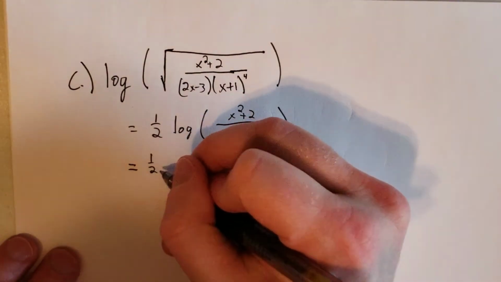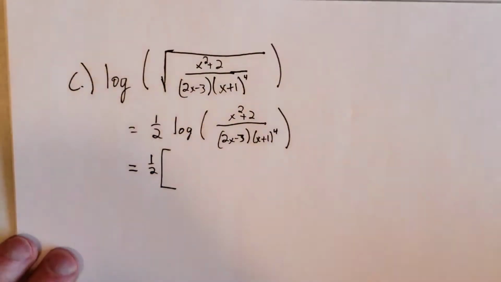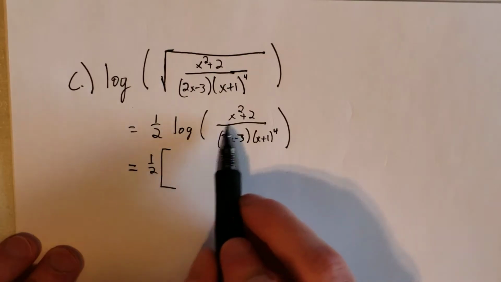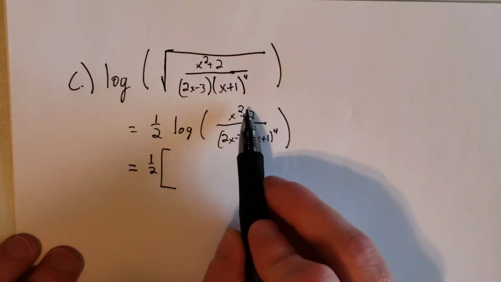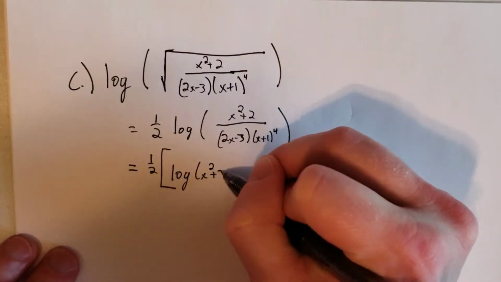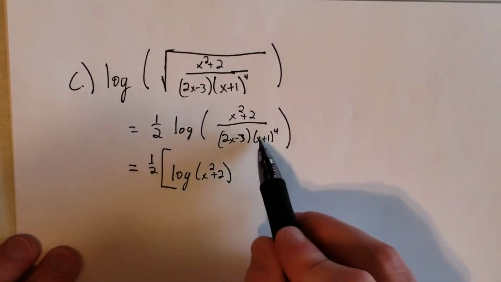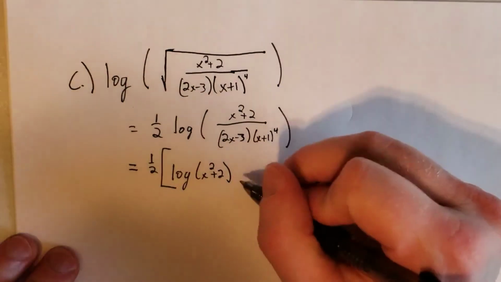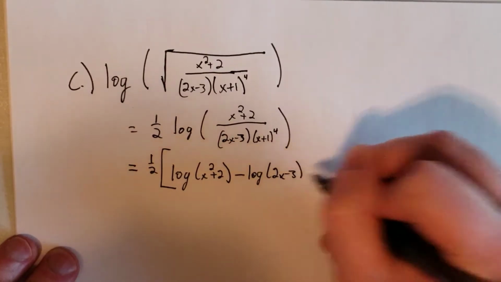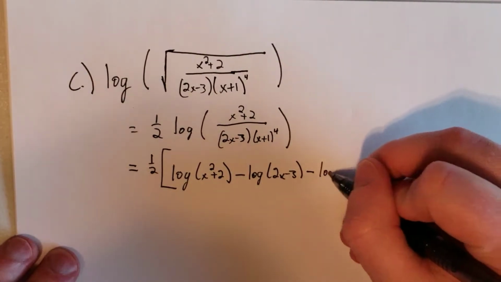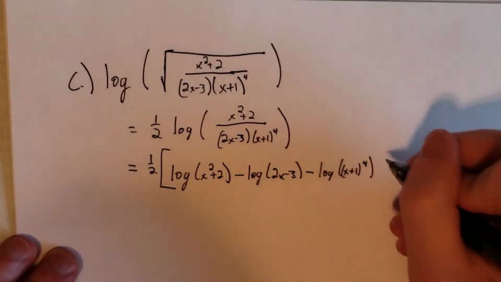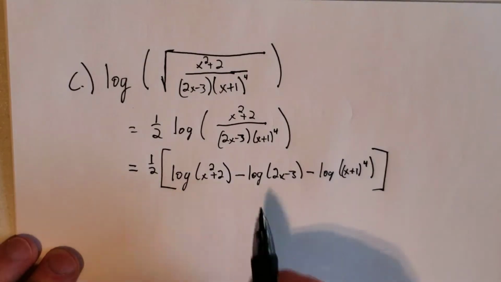This is 1/2 times, now we're going to separate this logarithm into 3 different logarithms. Log of, and this expression up in the numerator, so it's log of x squared plus 2. Now the other 2 are all in the denominator, so this will be minus log of 2x minus 3 and minus log of x plus 1 to the 4th. And again, it was 1/2 times all of that.